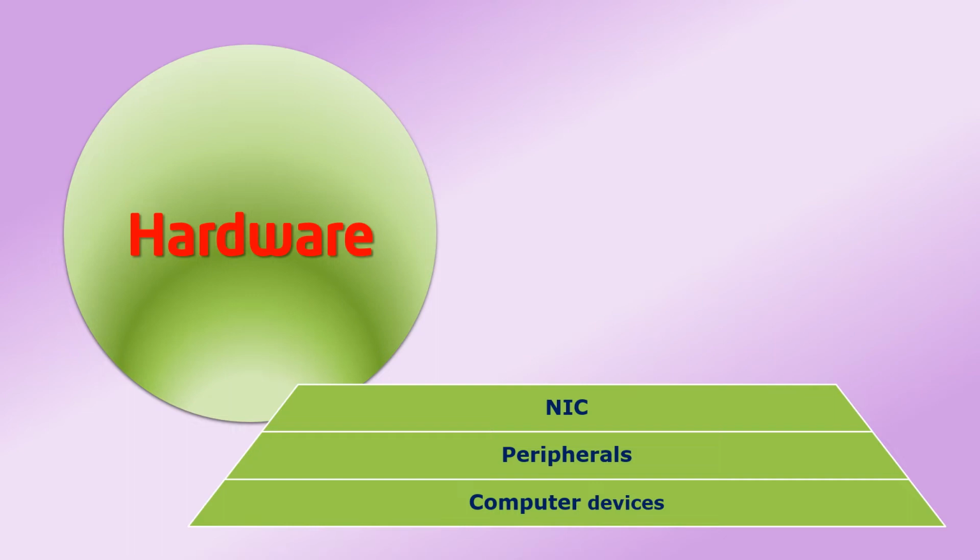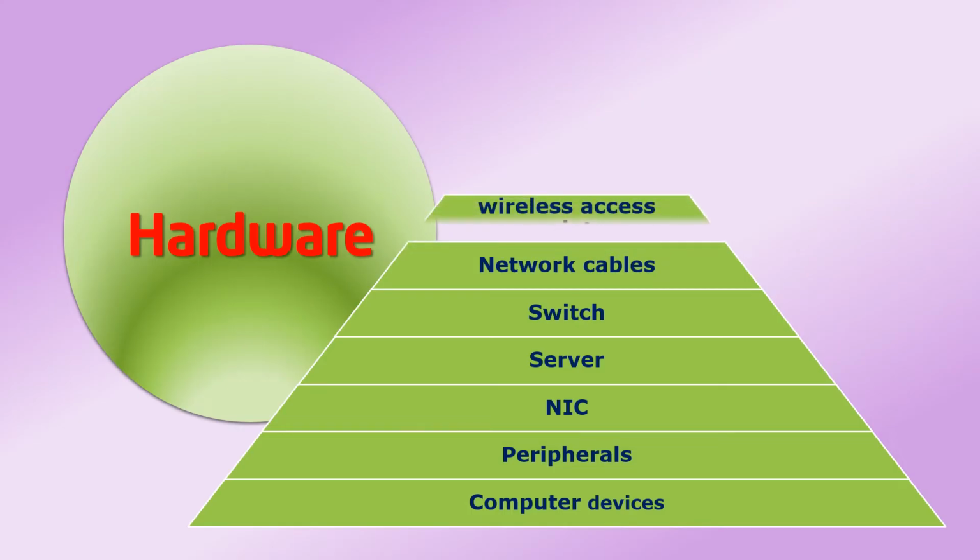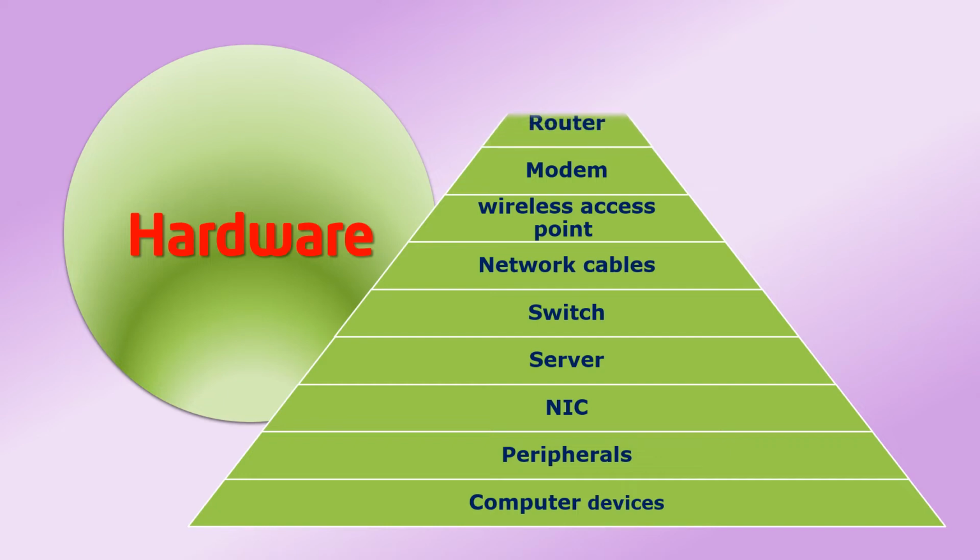Server is used to manage application, data storage, communication, and network security. Switch will be used to link devices to the network. Network cables are required for wire connection. Wireless access point will be used to link devices wirelessly to the network. Modem, router, and telephone line are required for internet connectivity together with an internet service provider account.